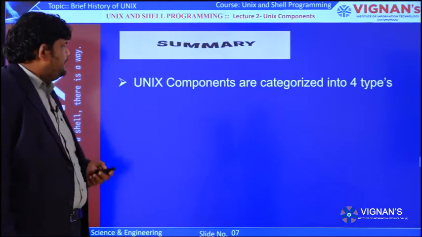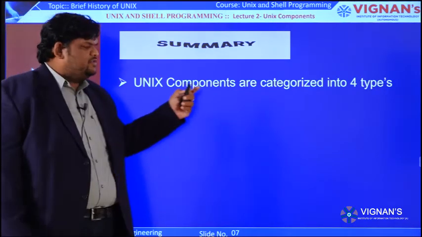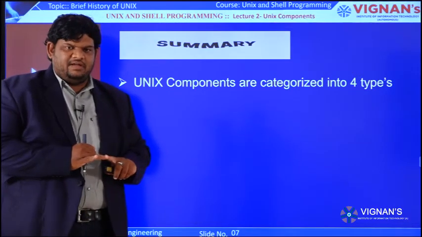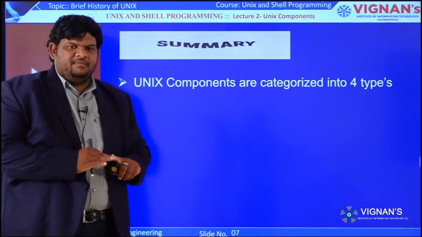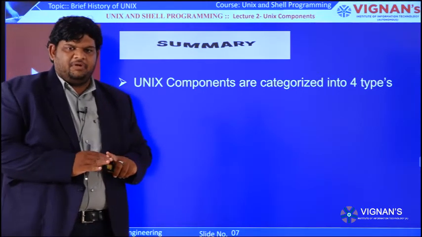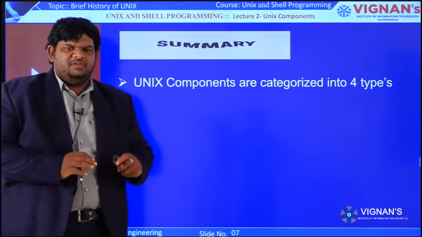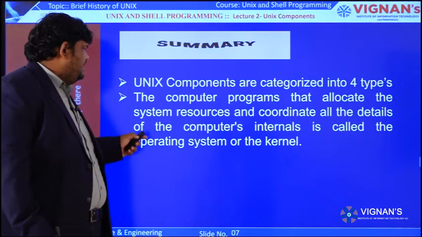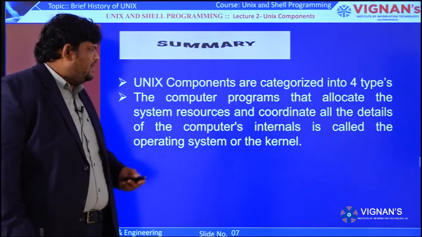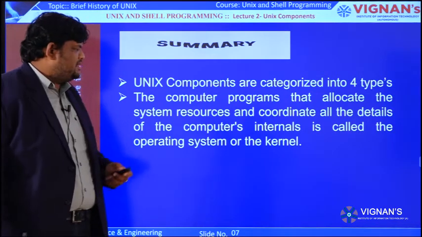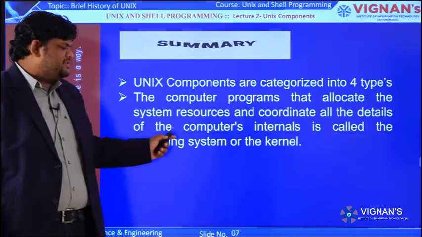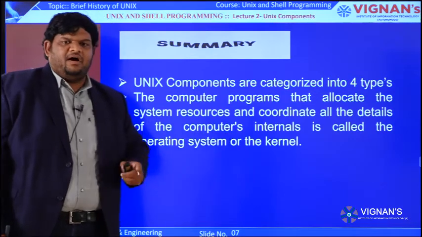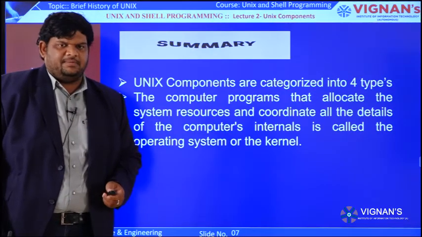So, welcome to the summary. Unix components are categorized into four. Once again, the first one is hardware, the second one is kernel, the third one is shell, and the fourth one is application program. Above those application programs, users are there. The computer program that allocates the system resources and coordinates all the details of the computer's internals is called the operating system or kernel. That's why we call the kernel the heart of the operating system.